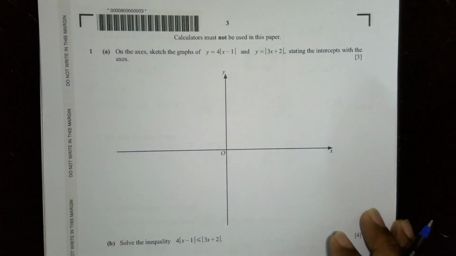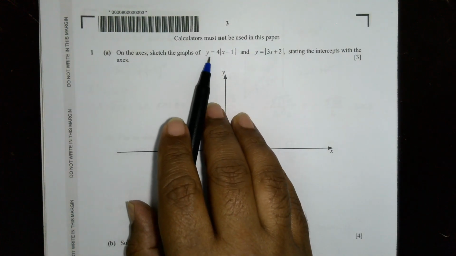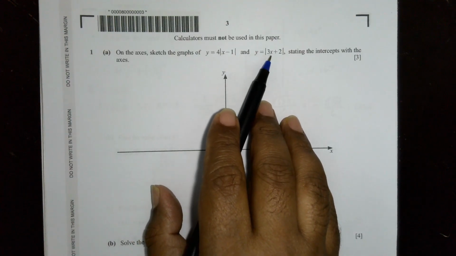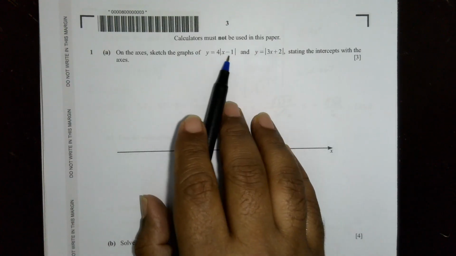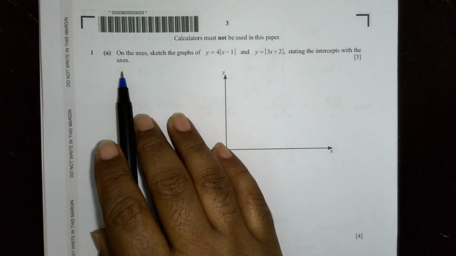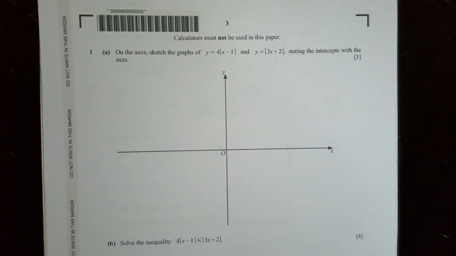In this question number 1, this is a modulus question. It says on the axes sketch the graphs y equals 4 times modulus of x minus 1 and y equals modulus of 3x plus 2. This is also a modulus, stating the intercepts with the axes. So we have to state the x intercept and y intercept as well. You understand?